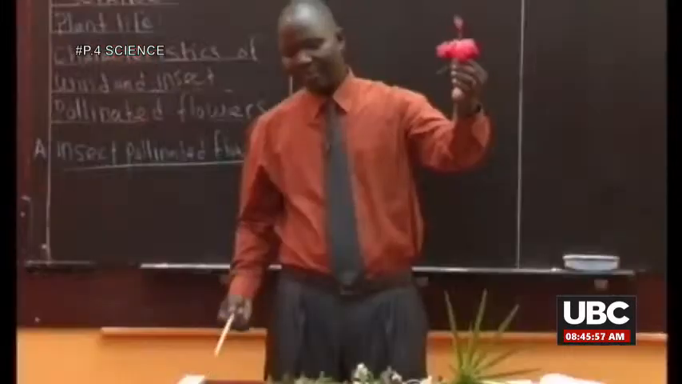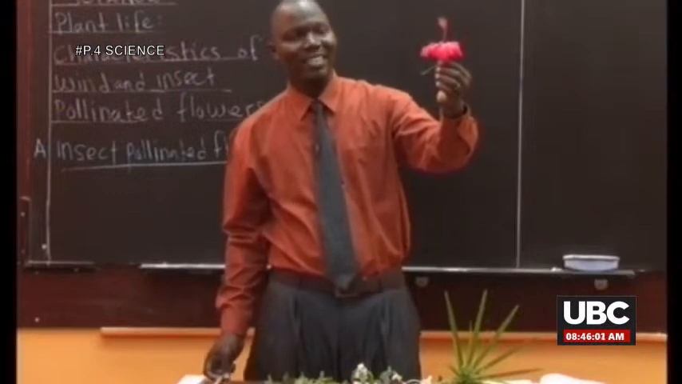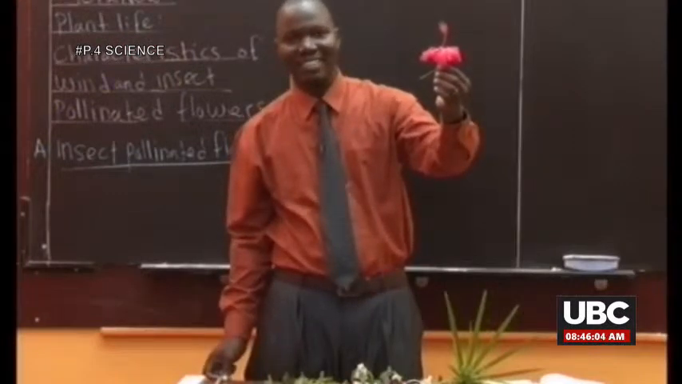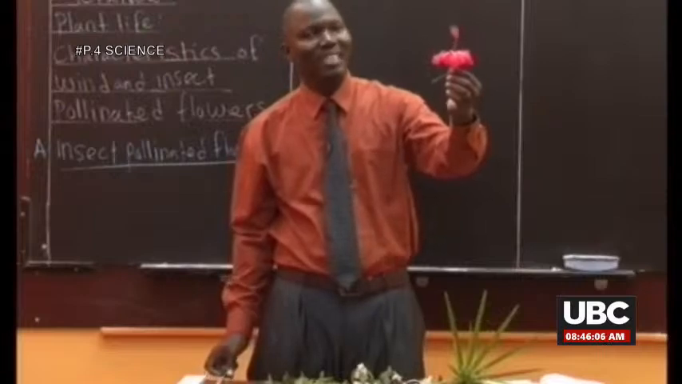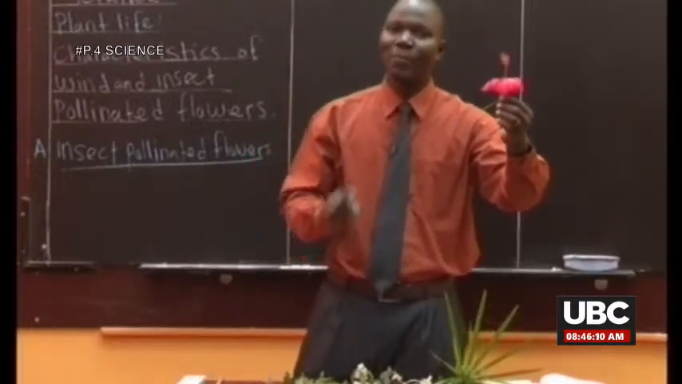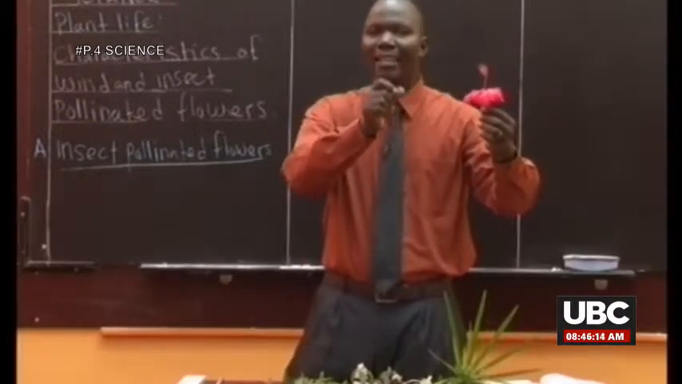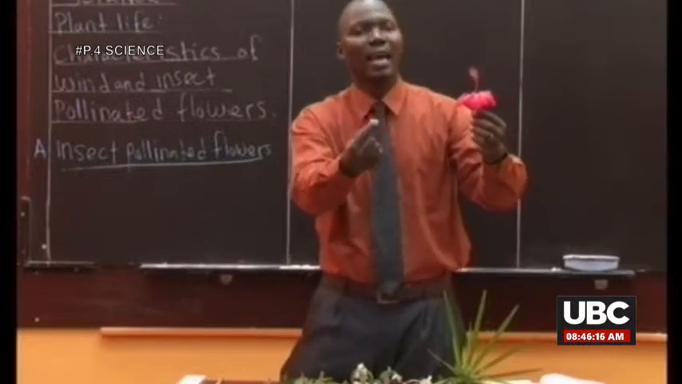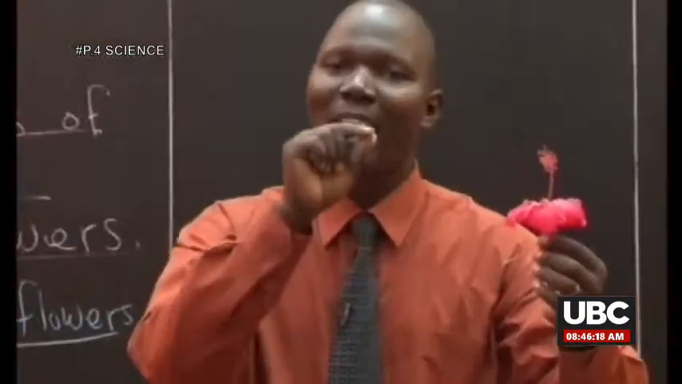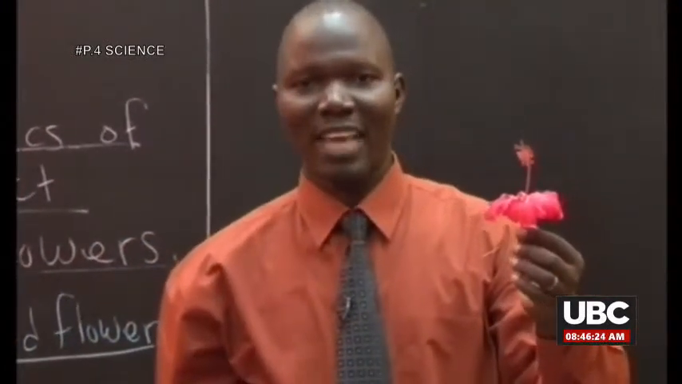So this flower here is pollinated by insects. Now the question, children, is what does this flower possess? What does it have to allow it to be pollinated by insects? Why would insects come onto this flower? That is the question I'm posing to you, children.